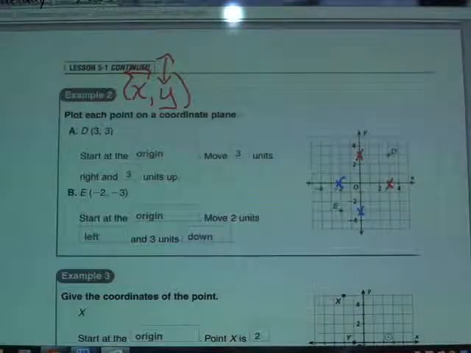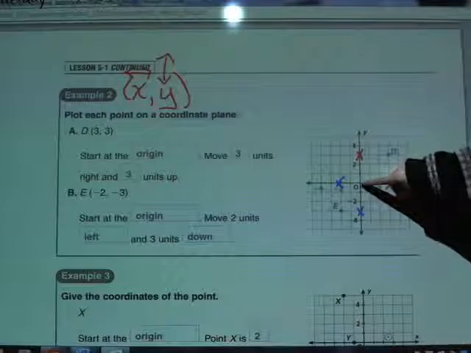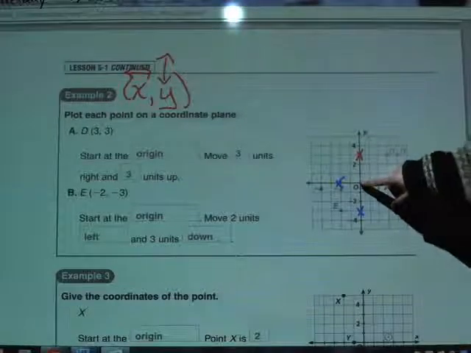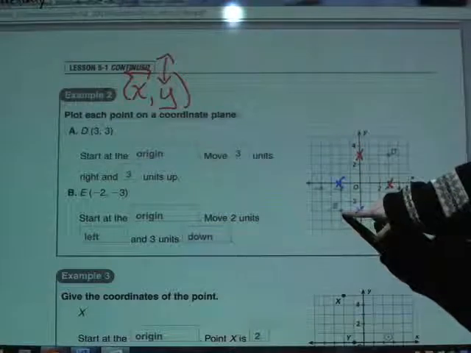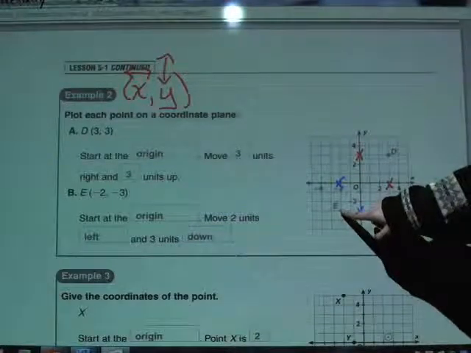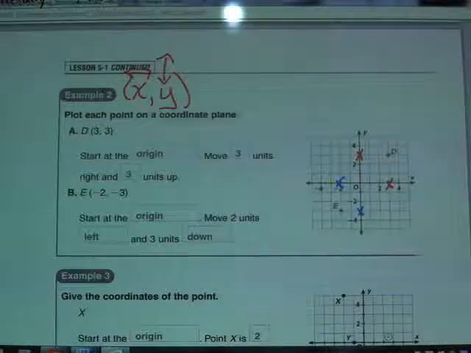Another way to say that is starting at the origin, which is again where the crossbars are, I went 2 units to the left since the first number was negative, and then I went 3 units down since the second number was negative. And that's how I land here at point E.